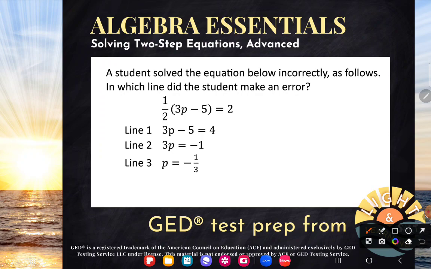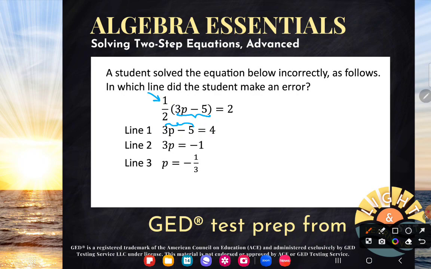So let's look. Original equation says 1/2 of 3p minus 5 equals 2. And I see that we had 3p minus 5, and there's still 3p minus 5, which means that the student got rid of this fraction 1/2. Now, there's lots of ways to deal with that. I can think of 3 first steps that you could take here that would be good first steps if you were solving this equation by yourself. But it doesn't matter what you would do in this case.